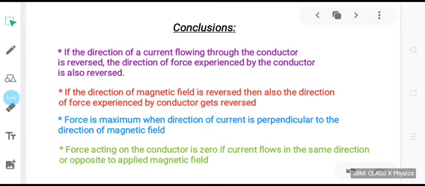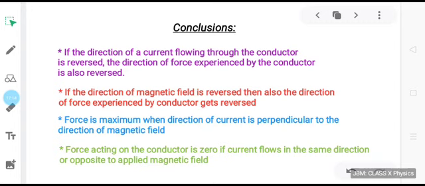Just like the direction of current plays an important role in deciding the direction of force, similarly, the direction of magnetic field also plays an important role in deciding the direction of force. So if the direction of magnetic field is reversed, then also the direction of force experienced by the conductor gets reversed. Force is maximum when the direction of current is perpendicular to the direction of magnetic field, and it is zero if current flows in the same direction or opposite to the applied magnetic field.